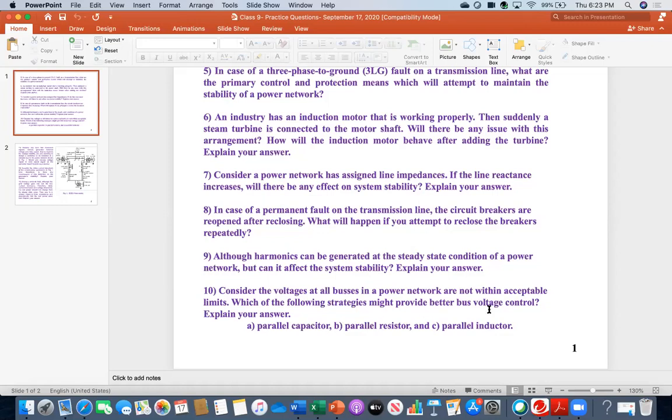So therefore, the answer is you have to use the parallel capacitor, because it will provide the capacitive reactive power that will compensate the inductive reactive power available in the system, and that will improve the power factor. I mean, it will reduce the magnitude of reactive power that comes from the inductance. It will work against the inductive reactive power. That is the answer.